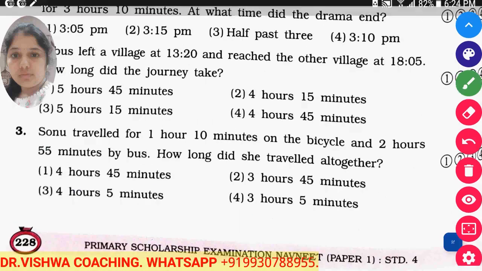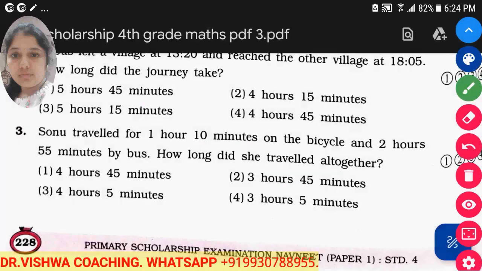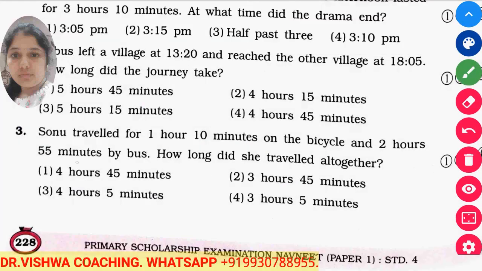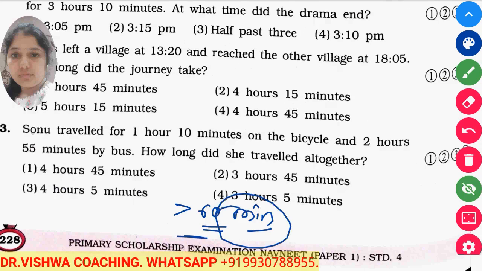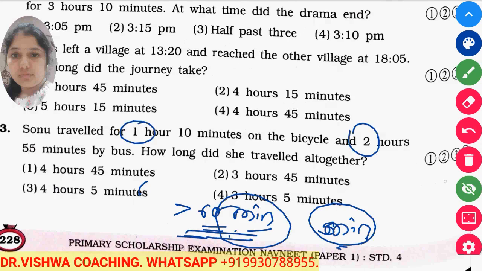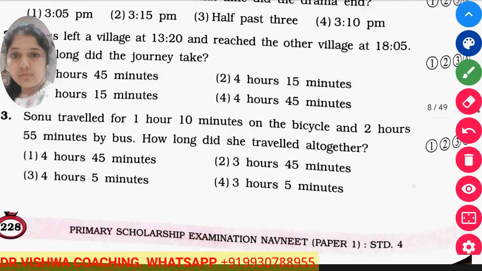Sonu traveled for 1 hour 10 minutes on bicycle and 2 hours 55 minutes by bus. How long did she travel together? Again you can add. You add first 10 minutes and 55 minutes. Now if that number is greater than 60, then extract the hour from those minutes. The remaining minutes you write in the minutes position, and the extracted hour you add to the 2 hours and 1 hour. So you will get your answer. This one is for homework.